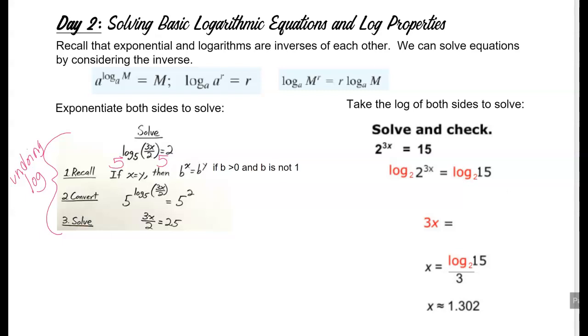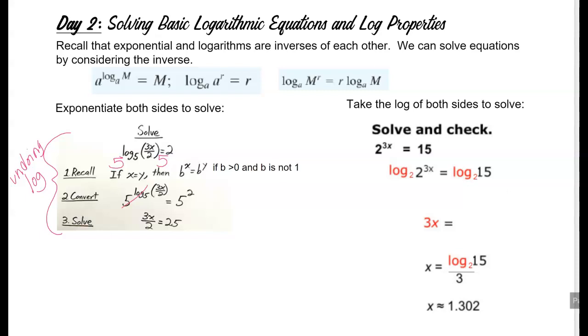Now, what do you think happens with 5 raised to the power of log base 5? They cancel because they're opposite operations. So you're left with just 3x over 2 equals 5 squared, which is 25. This is how we undo a log. And then you keep solving for x.